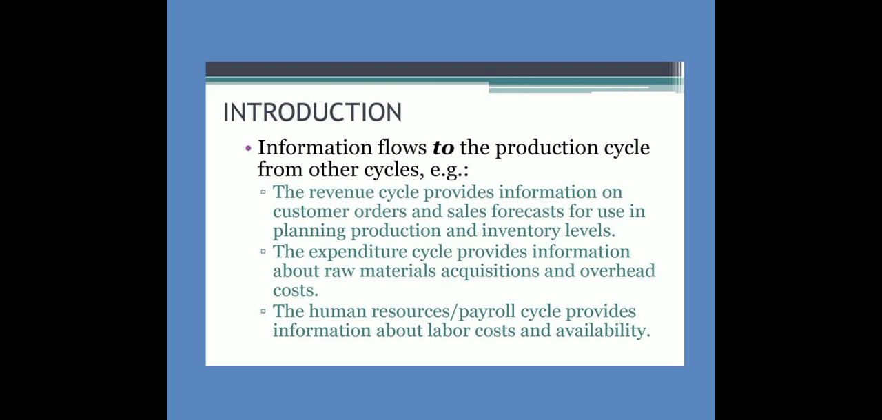Introduction. Information flows to the production cycle from other cycles. The revenue cycle provides information on customer orders and sales forecasts for use in planning production and inventory levels. The expenditure cycle provides information about raw materials acquisitions and overhead costs. The human resources payroll cycle provides information about labor costs and availability.